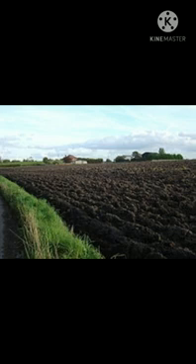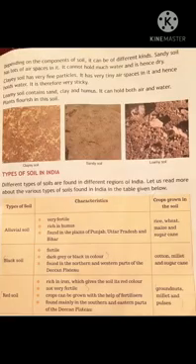Next, loamy soil. This soil contains sand, clay and humus. These three types of soil are contained in one soil, loamy soil. It holds both air and water. What does loamy soil hold, students? Both air and water. Plants flourish in this soil. Plants grow very well in this loamy soil.